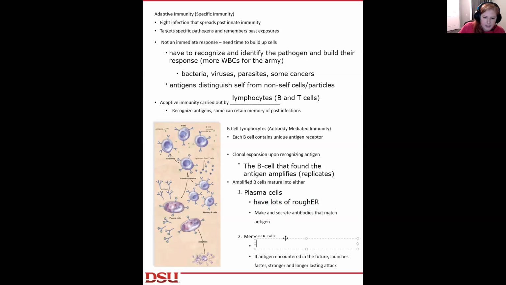Our memory B cells, again, these are the guys that are going to stick around and remember past infections.